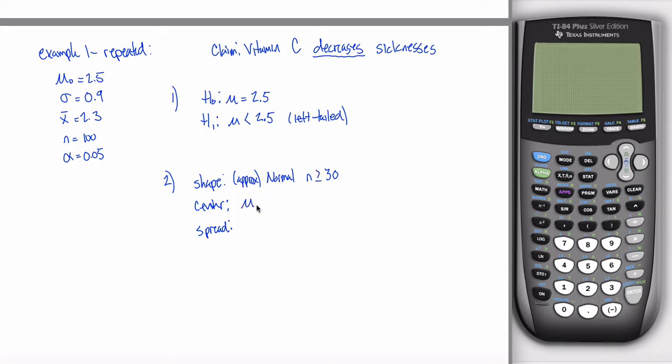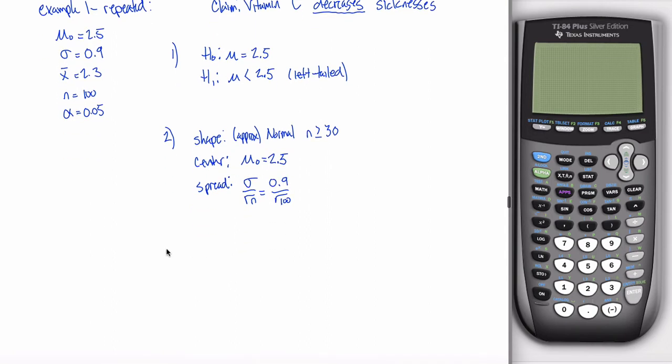The center, the short answer is that the center is given by mu naught. The long answer is the center is given by mu, but we assume the null hypothesis is correct, so mu is equal to mu naught. And the spread, since this is the sampling distribution and not the parent distribution, is not just sigma, but sigma divided by the square root of n, so 0.9 divided by the square root of 100. I went through all that really quickly because we did it in the previous video.